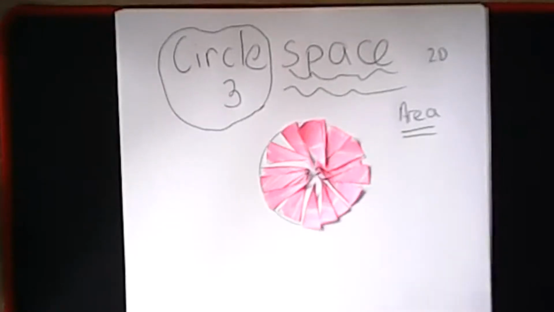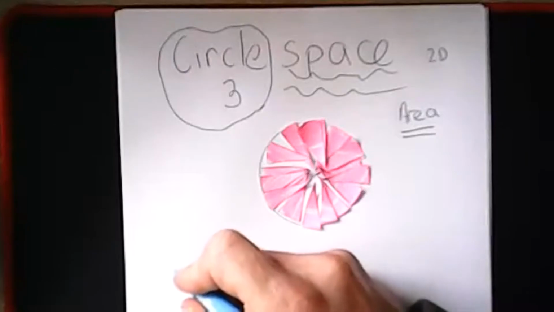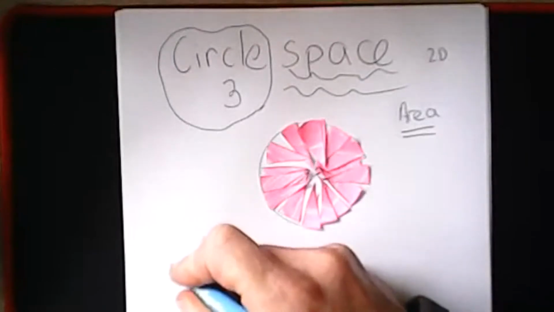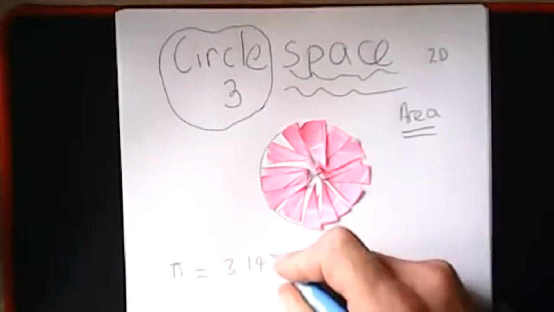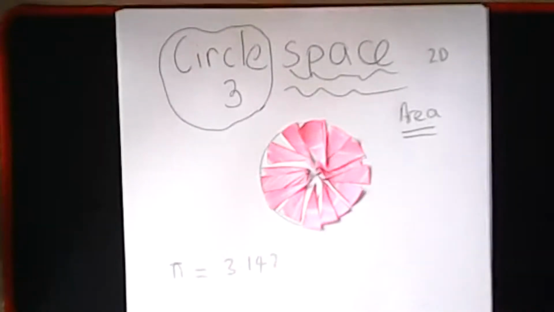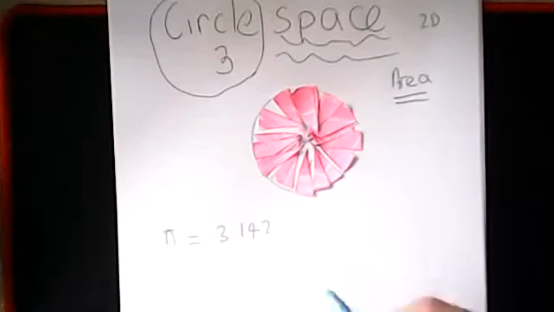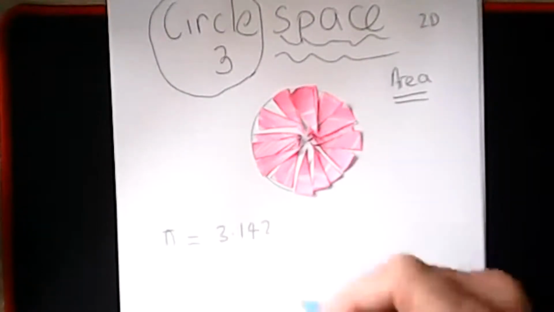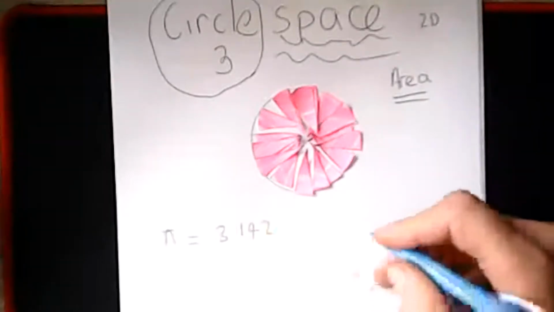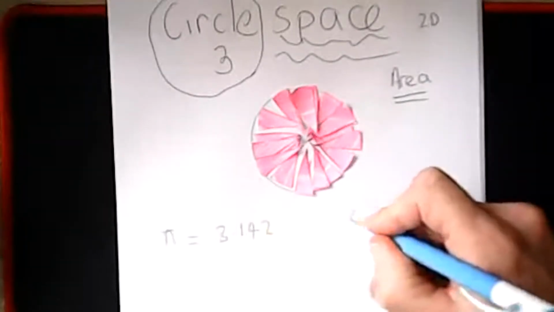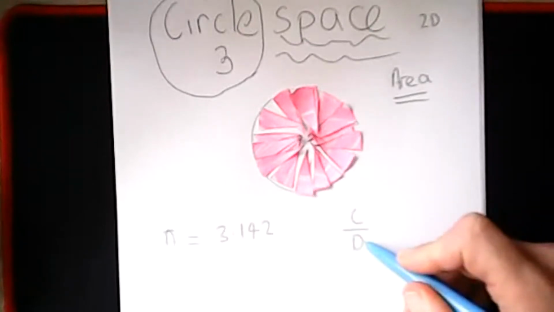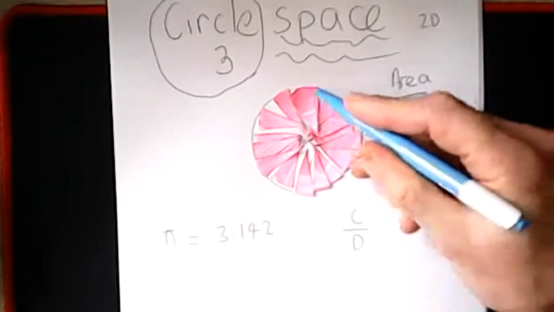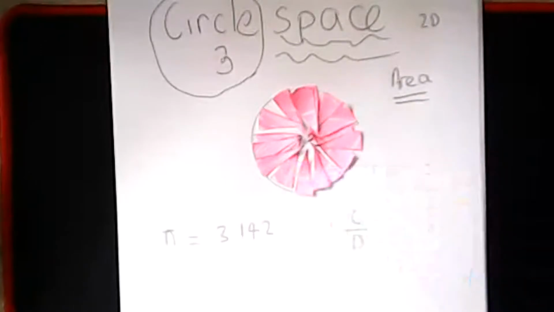So far we've learnt about the relationship of the number pi. Now pi works out to be 3.142 with a load of other decimals to it, and we've also worked out what that pi value represents. Pi represents the relationship between the circumference and the diameter: circumference divided by diameter. The circumference being the outside distance.